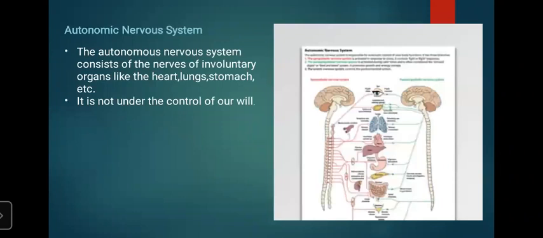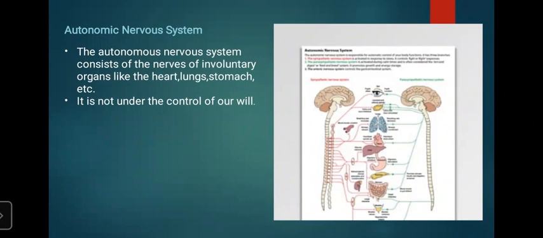Now this is autonomic nervous system. Autonomic nervous system, ANS in short we can call, consists of nerves of involuntary organs. Involuntary means what? Involuntary organs which cannot be seen from outside, it is within our body, and they are working continuously over there.